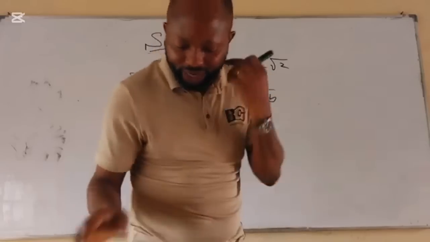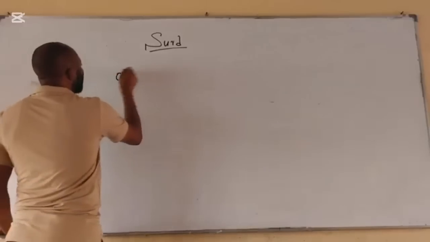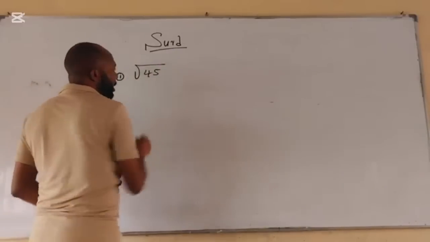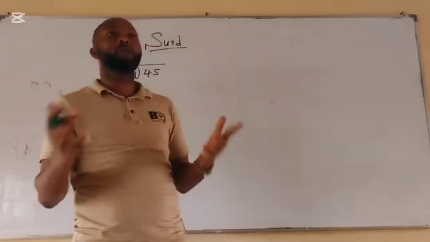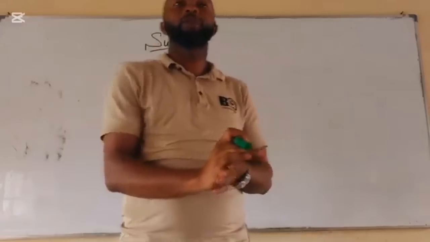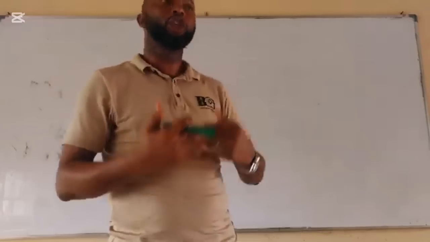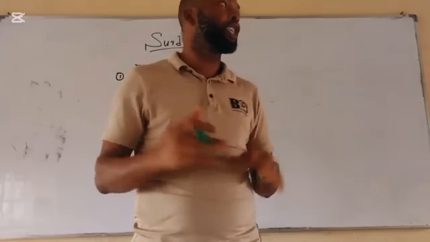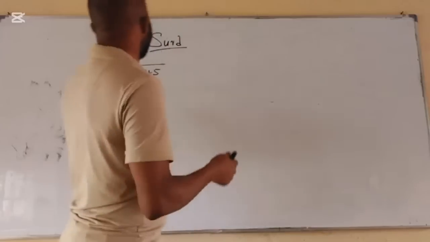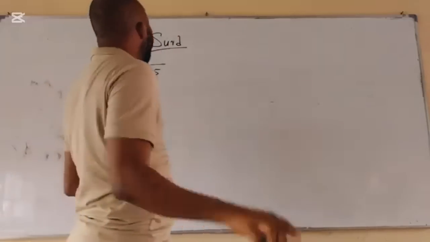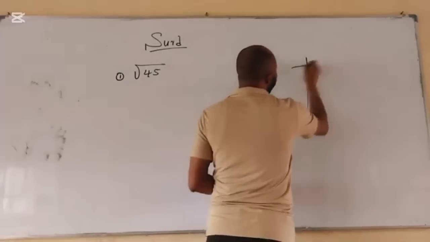Let's simplify the first one, being root 45. So the first one here is root 45. Now, if you remember your lowest common multiple very well, I'm trying to show us the easiest way in which we can break down a number to its simplified form so that you can deal with it or any number given to you without problems. So now, this is root 45. If I want to simplify it, first of all, it's good to do it this way. You have your 45 here.